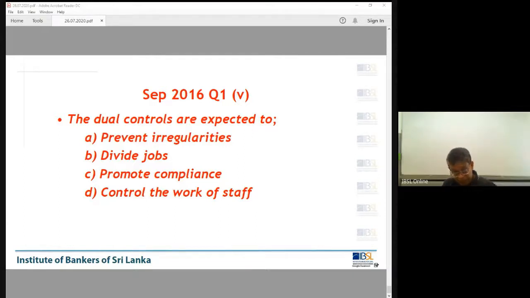Now, if the question is a little more difficult, suppose the next time the examiner asks you, when you're going to open accounts for individuals, what type of information or documents do you need from that customer? It is not in your exam question, but if I ask you another question on top of that, what are the documents you need to open an account for an individual customer?